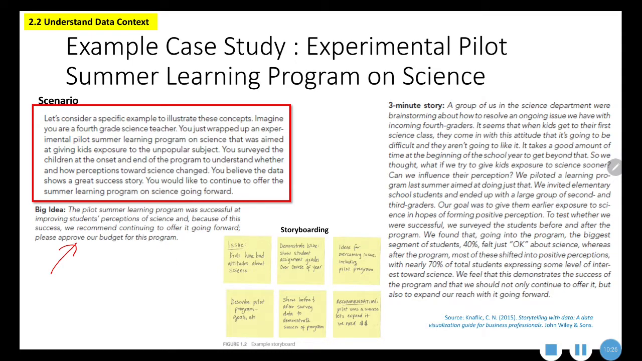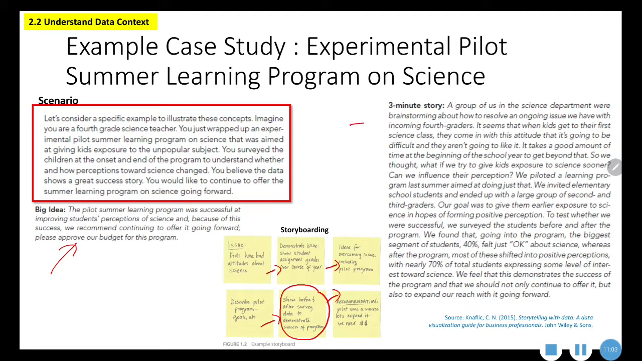If you are going for storyboarding, you are planning the flow of the story. What is the issue? Then you demonstrate the issue. What are the ideas for overcoming the issue? Then describe the pilot program goals, and then show before and after survey data to demonstrate the success of the program. Here you can produce charts, for example, to show the survey data. And the last is to recommend that it was a success and expand it. So we need money. So this is storyboarding.